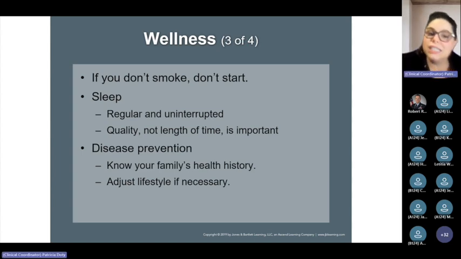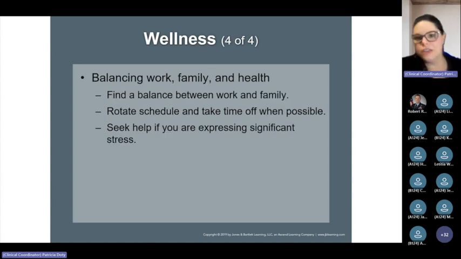But anyway, disease prevention, guys. Know your family's health history. If you know you have cardiovascular disease in your history, guys, automatically assume you're going to have it too. It's genetic. Okay. Take care of yourself and adjust your lifestyle as necessary. Balancing work, family, and health.